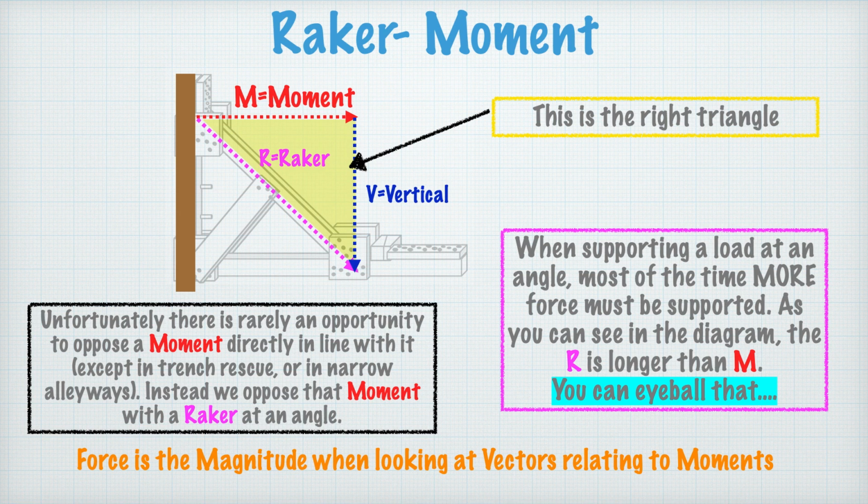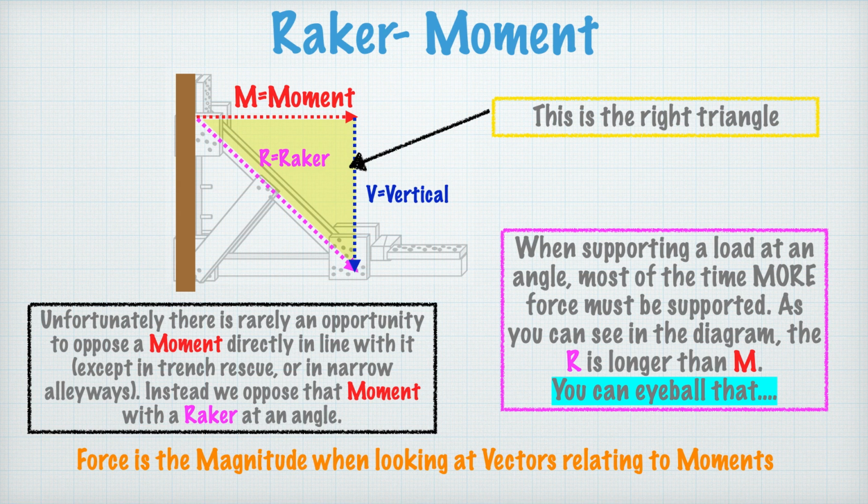Instead of building a raker, you would build a horizontal shore, which would be more similar to a trench shore. So instead, since we can't oppose that moment force horizontally, we're going to oppose it at an angle, and that angle is our raker. And so if we look at our yellow triangle in our image and in our diagram, that yellow triangle is the right triangle that we're looking for. And so we have our moment force, moment vector coming off of the wall, perpendicular from it. But we're going to support that moment force with a raker at an angle.